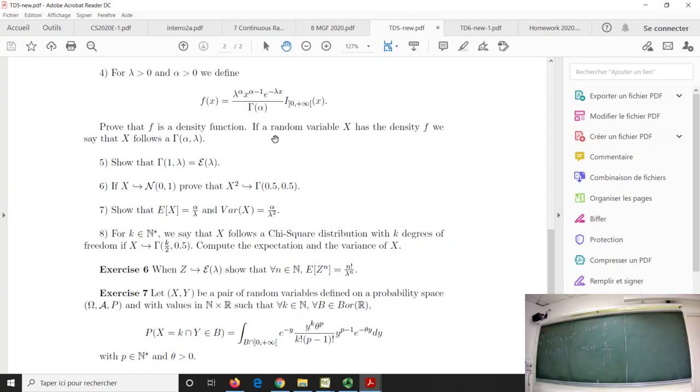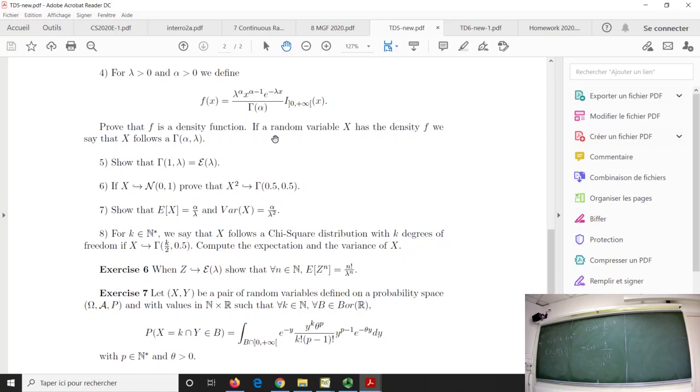And I repeat that we will see in the list 6 of exercises that this chi-square of parameter k is related with the sum of the squares of k independent N(0,1). Okay? So something that will appear in the statistical form. Okay?